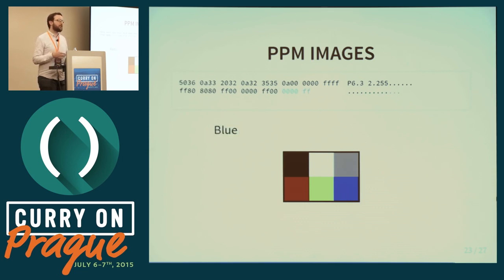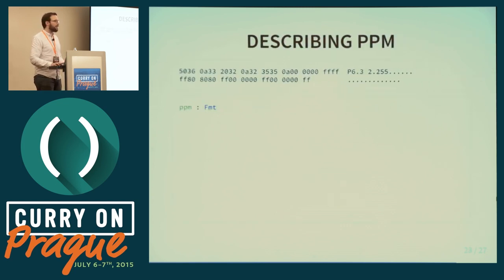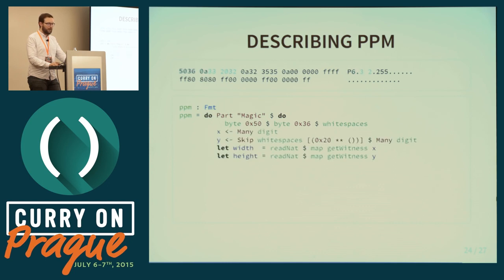So the idea is to take this format and describe it in a general setting rather than write a bunch of specific code for every format. So the way it looks in this universe of format descriptions, at the top we have the same file again. First off, there's the magic number. So we say that we have a part of the file, which is called the magic part. And that's this byte followed by this other byte, followed by some number of white spaces. Following that, there's some number of ASCII digits, and then we skip some white spaces.